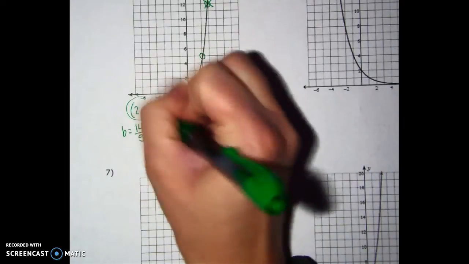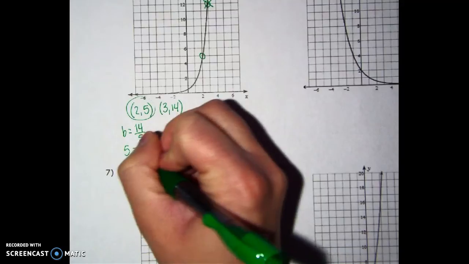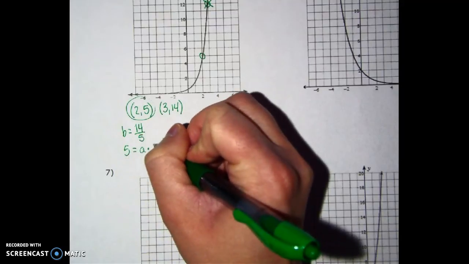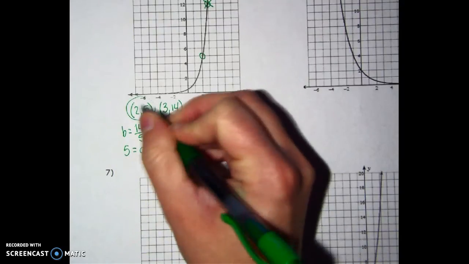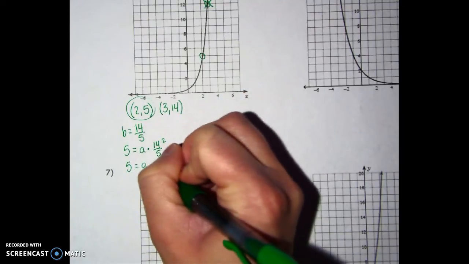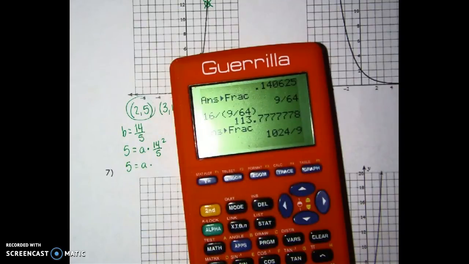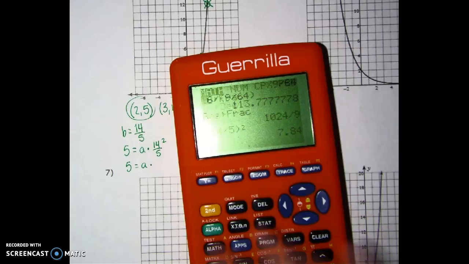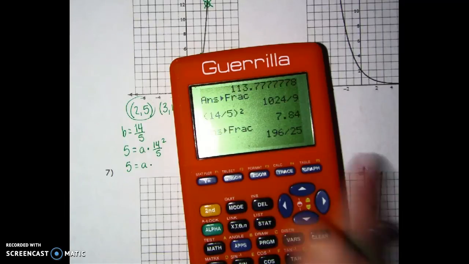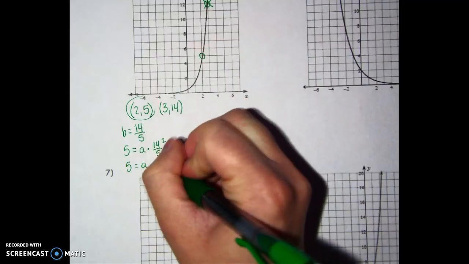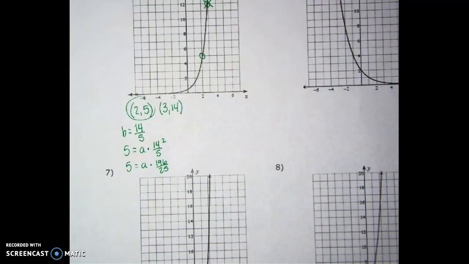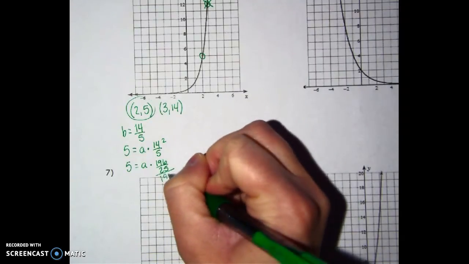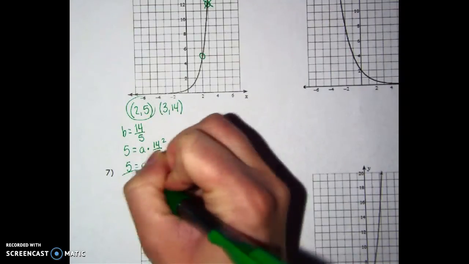I'm going to use the first point, so 5 equals a times 14/5 to the second power, and 14/5 squared is 196 over 25. Okay, make sure you leave it as a fraction. Divide both sides by 196/25.